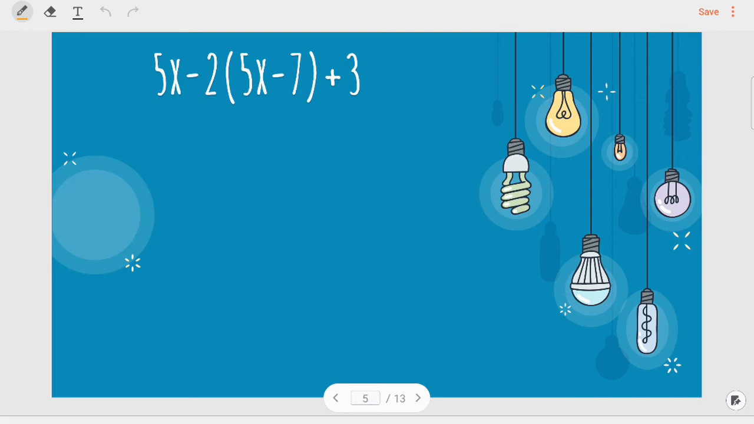I can only combine like terms that are on the inside and the outside. So if I start breaking these apart and I say 5x is its own thing, negative 2, well, negative 2 is not its own thing because it's got parentheses right next to it. Positive 3 is its own thing.